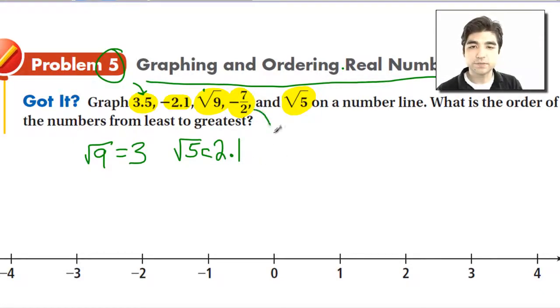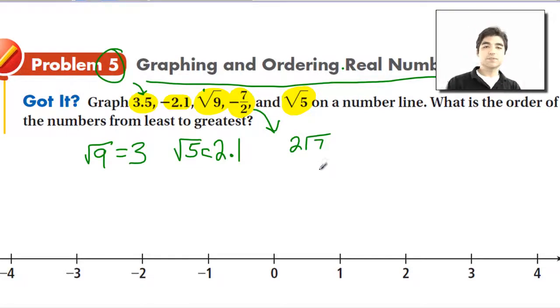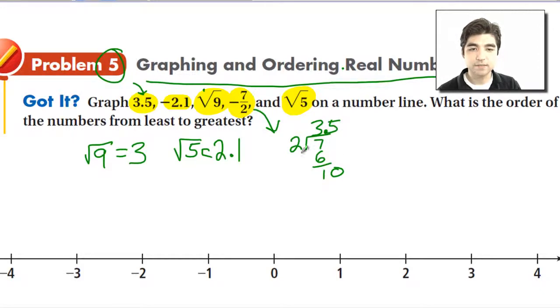Okay, now let's do negative 7 over 2. 7 over 2, that's the same thing as saying 7 divided by 2. So how many times does 2 go into 7? 2, 4, 6, 3 times. And then 3 times 2 equals 6, and we get 1 left over. Put the 0, and then this goes into 10. 2 goes into 10 5 times. Okay, so negative 7 over 2 equals negative 3.5.